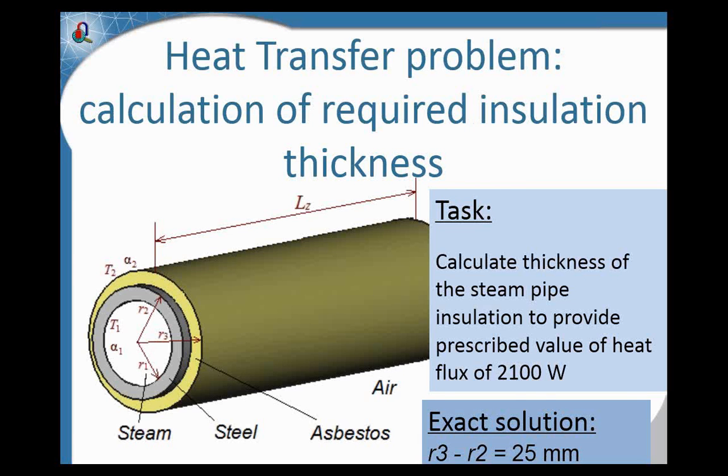Now let's study some examples. First example is a heat transfer problem. Here we are going to vary the radius of the external insulation layer to get the heat flux of 2120 watts, as you can see.